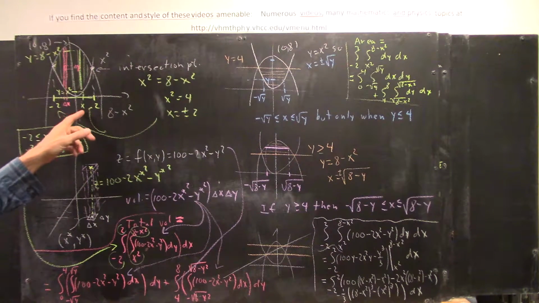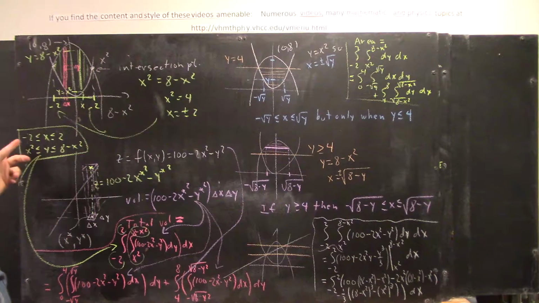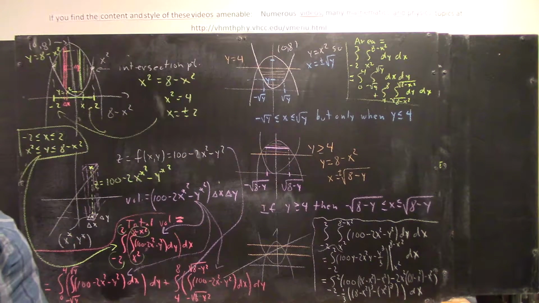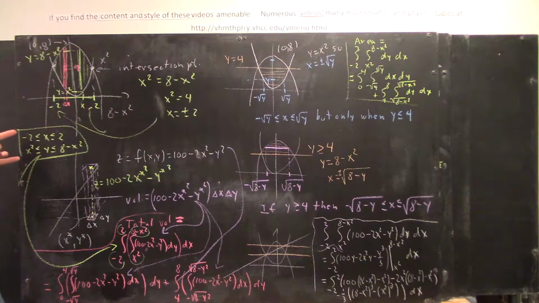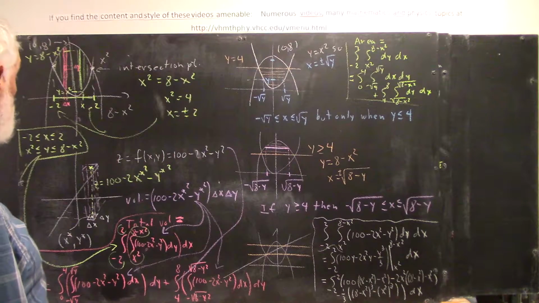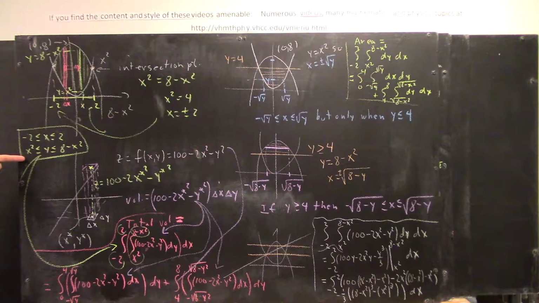So we can say that x can be anything from negative 2 to 2, and x squared has to be less than or equal to y, less than or equal to 8 minus x squared. And the set of all points that satisfy this is the set of all points within the region bounded by these two curves. This is how you describe the region in terms of cross-sections parallel to the y-axis. That was actually given in the problem, but that's how you would do it.